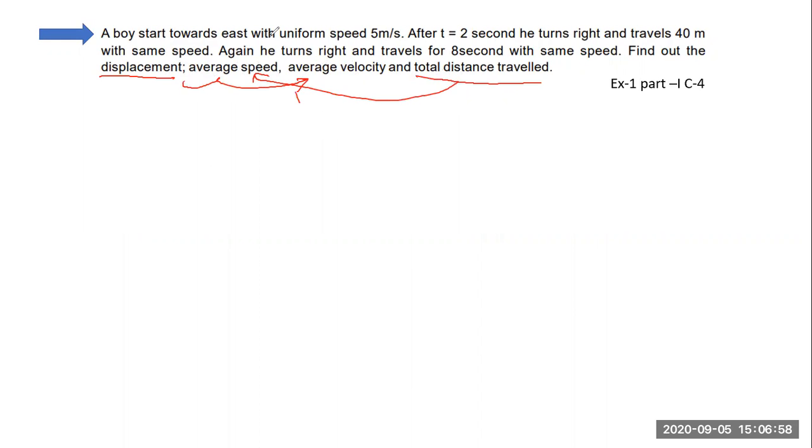So the particle goes at the speed of 5 meter per second towards east, for 2 seconds, so it will be traveling 10 meters like this.